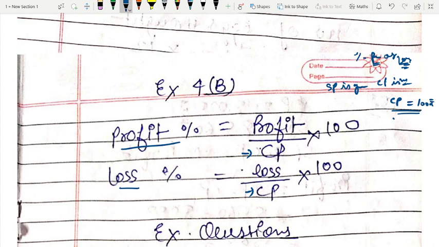Right now you just try to understand that profit will occur on the cost price. Profit will be on the cost price, and loss will be on the cost price.